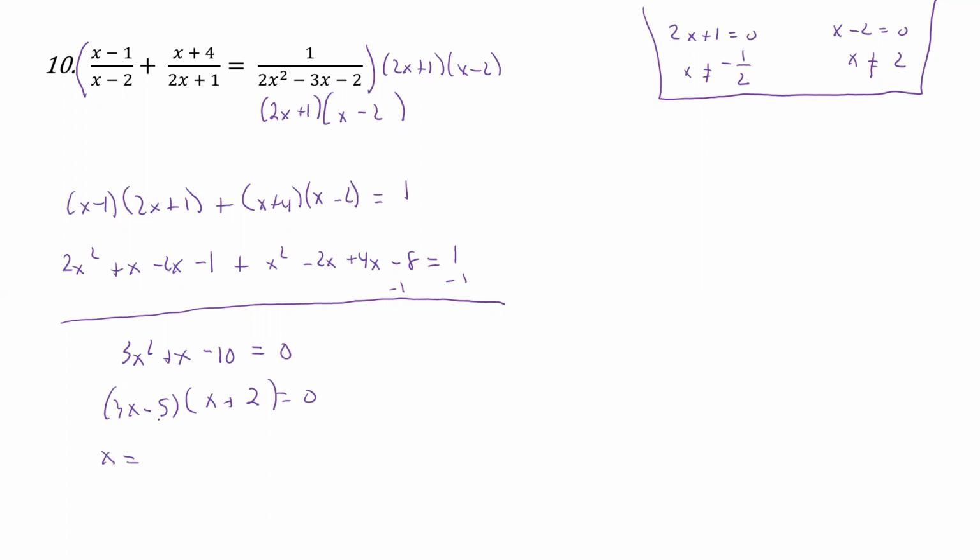So here x is equal to, we take that over, it's going to be 5 over 3. Here that's going to be x is equal to negative 2. And we said x cannot equal a positive 2 or a negative 1/2. So both of those answers should work.